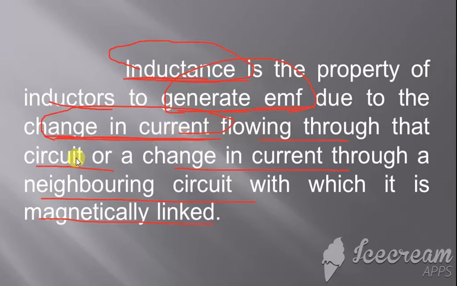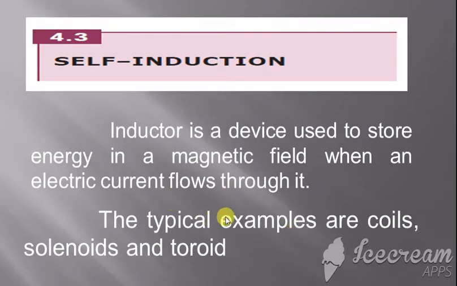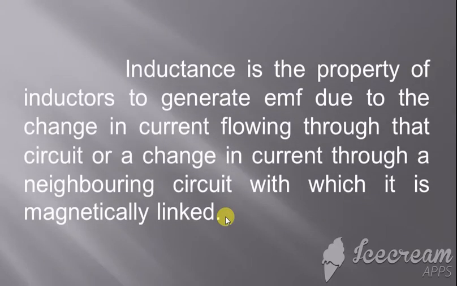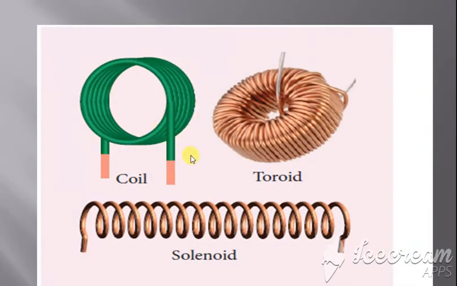Whether the current changes in the same circuit, or the change in the current is produced in a neighboring circuit, that is said to be inductance. Clear with what inductor and inductance are? Inductor is a device which is used to do what? Store the energy. Inductor is a device used to store energy, and inductance is the one in which it is used to generate the EMF. Clear? These are the examples: coil, toroid, and solenoid.